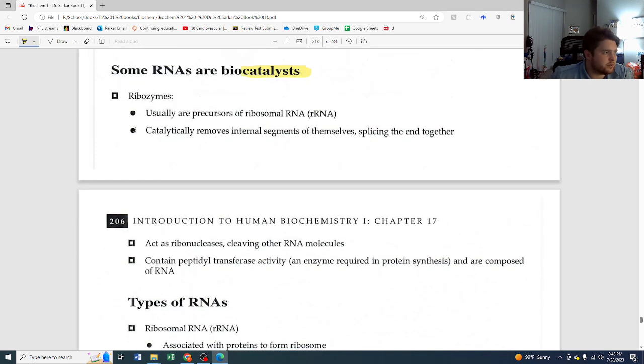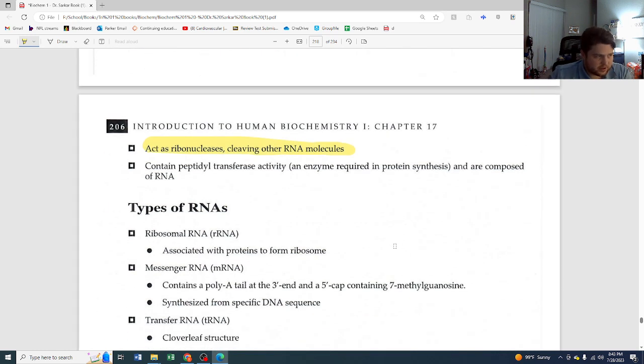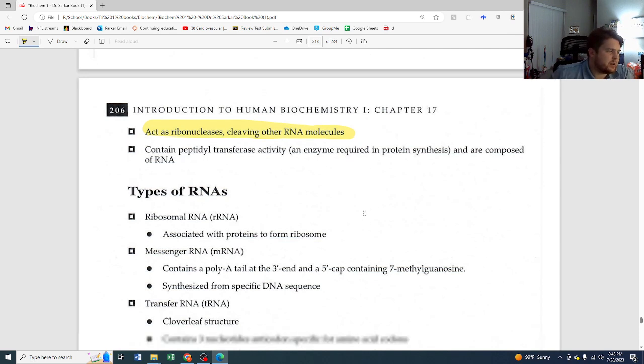So that is their function. So when you see ribozyme, this is their function. They cleave other RNA molecules. They contain peptidyl transferase activity, which is an enzyme required in protein synthesis, and are composed of RNA. So let's look at the different types of RNAs.